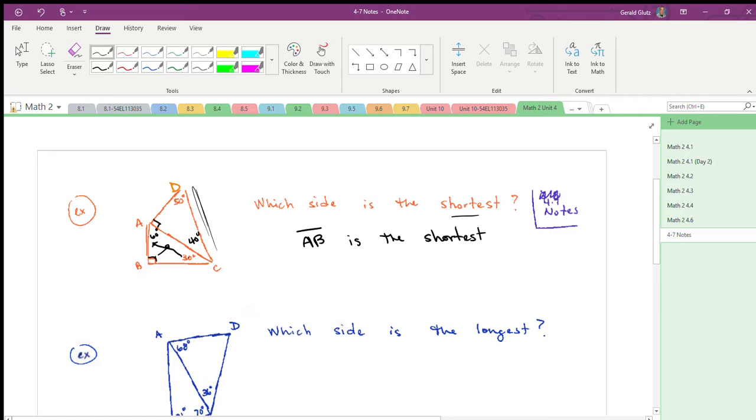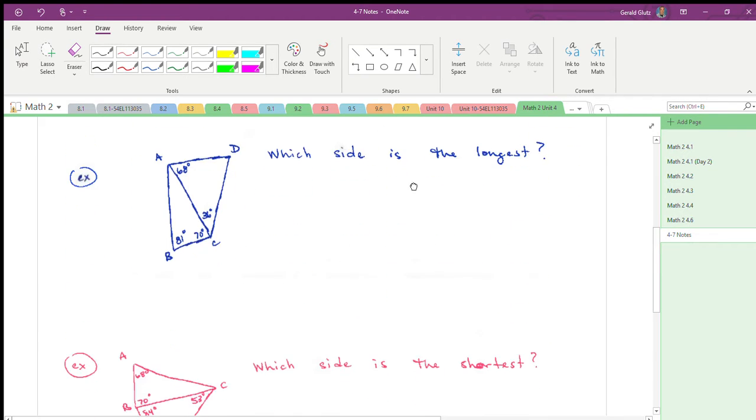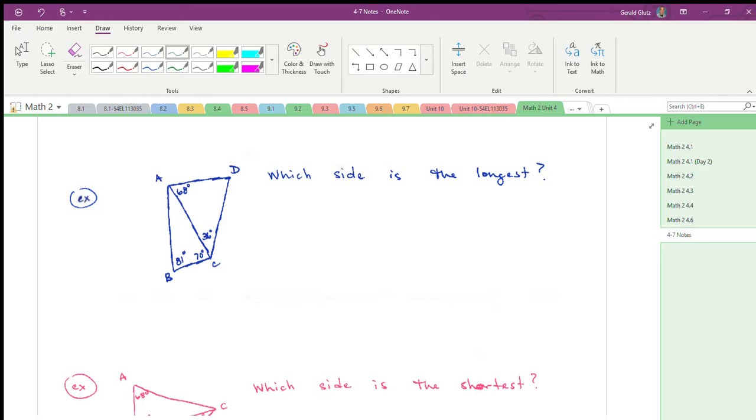So let's try that again on the next example. Let's use a different color. So which side is the longest? This time we have to figure out which side is the longest. So I'm going to first want to know which triangle is the bigger triangle.